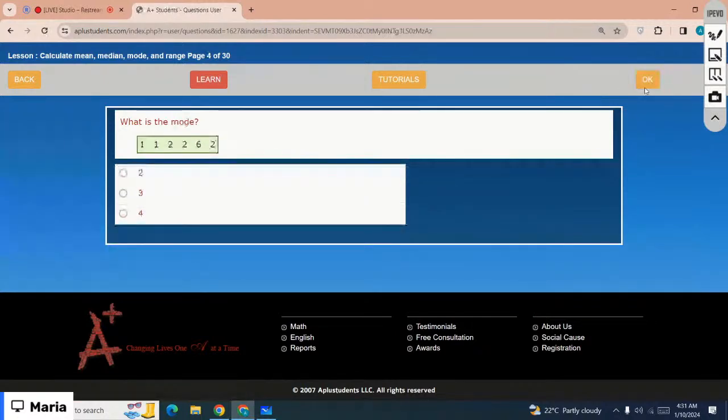What is the mode? Which is the correct option? 1, 1, 2, 2, 6, 2. Which is the mode? As per the definition, mode is the value that appears the most of the time in the given data. So which number appears most of the time? The mode value is 2. 2 is the mode value because 2 appears 3 times in the given data. Yes, very good. That is 2.